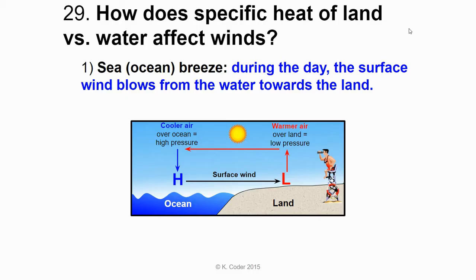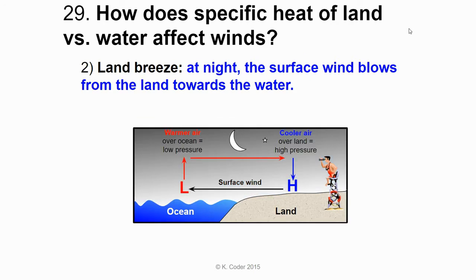So now let's go ahead and take a look at what that actually means for coastal breezes. A sea or an ocean breeze is during the day, and the surface winds will blow from the water towards the land. And the reason? Well, as we discussed earlier, the warmer air is definitely going to be over the land, which will make it a lower pressure. And the cooler air is going to be over the ocean, which will make it a higher pressure. And as we all know, winds always flow from high pressure to low pressure.